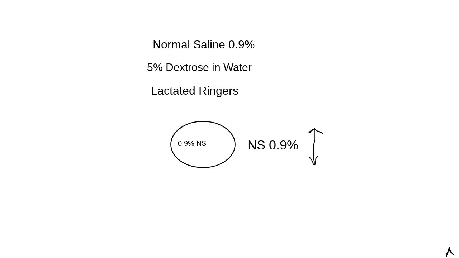Yes, sir. Can you go over the 5% dextrose in water? You said it is isotonic in the bag, but when it gets out of the bag, what happens to it?